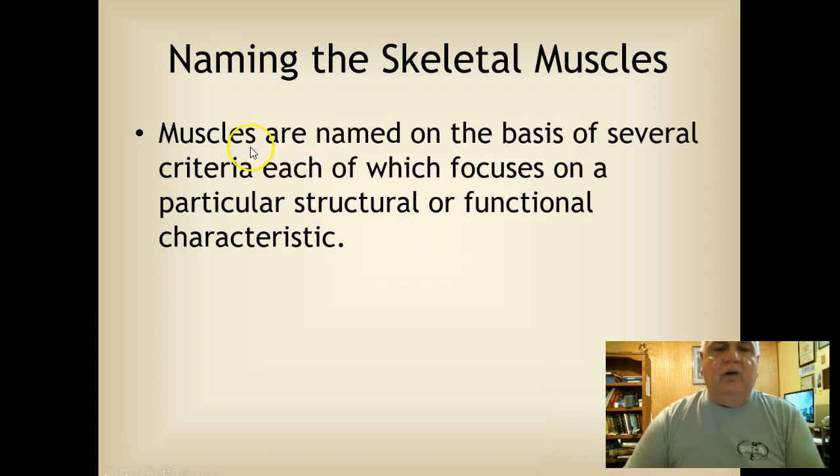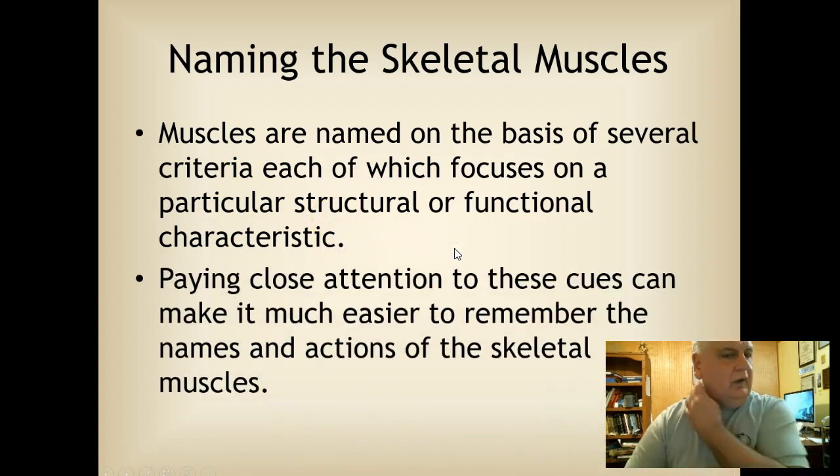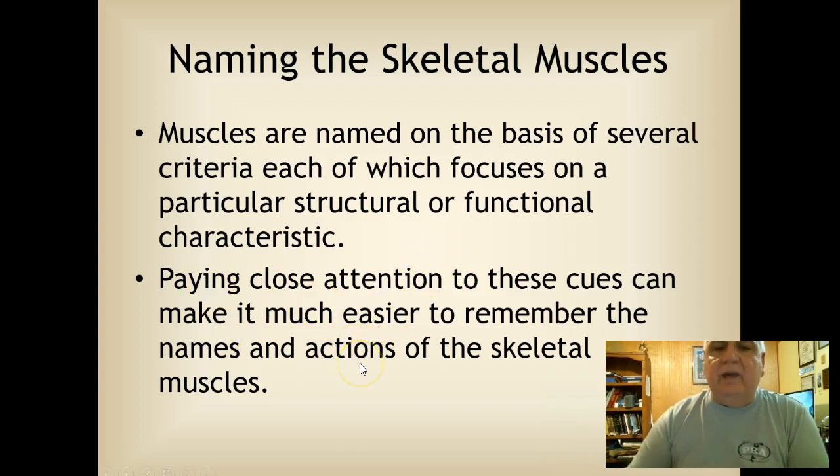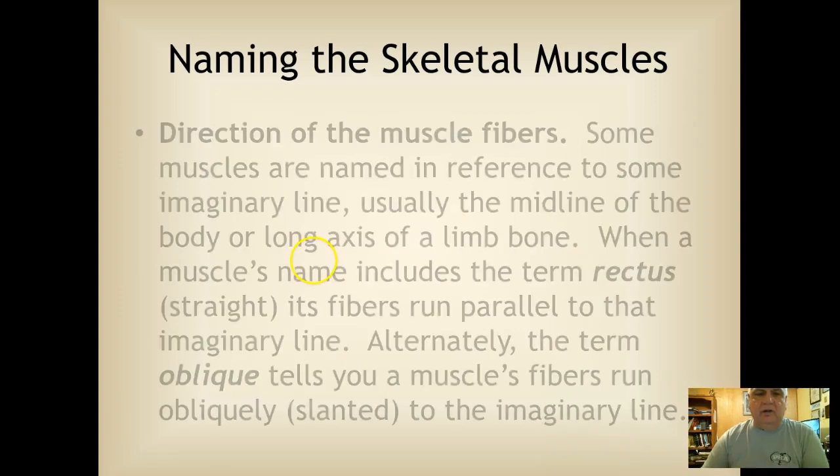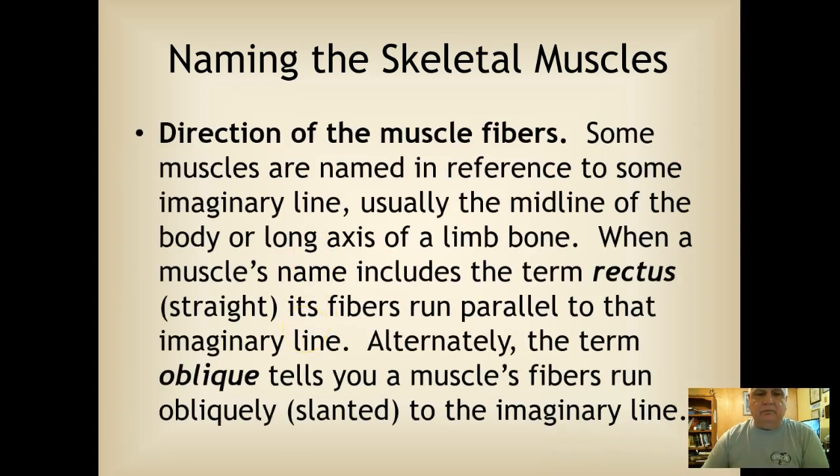So we take a look at the skeletal muscles. Anatomists have named them on the basis of several criteria. Each of these criteria focus on a particular structural or functional characteristic of the skeletal muscles. So paying close attention to these cues, these criteria, can make it a lot easier to remember the names and the actions of the skeletal muscles. You might have to memorize less if you remember the criteria for which their names are based. So we're going to look at some of these criteria now.